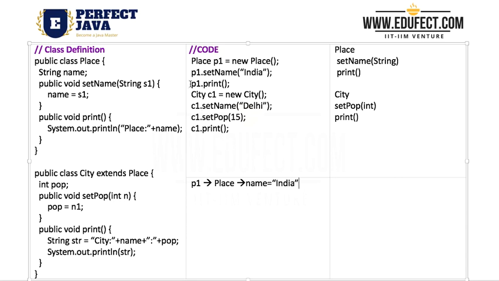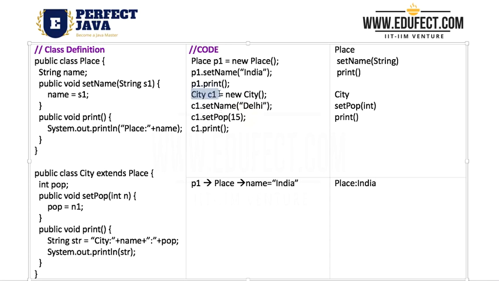Then we are saying p1.print. So p1 is an object of type place. So we'll start searching for the method in the class place. Yes, we found a method print. So what will happen here? It will print place colon, and what's the value of name? India. So place colon India gets printed.